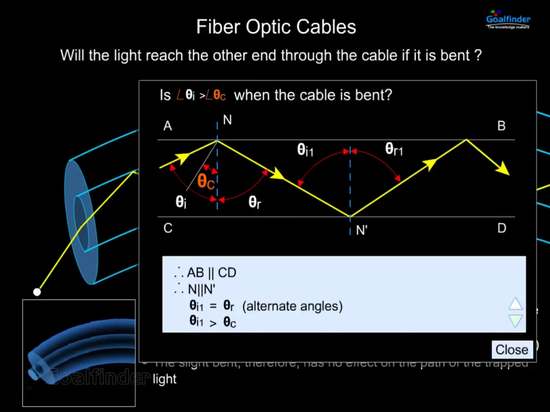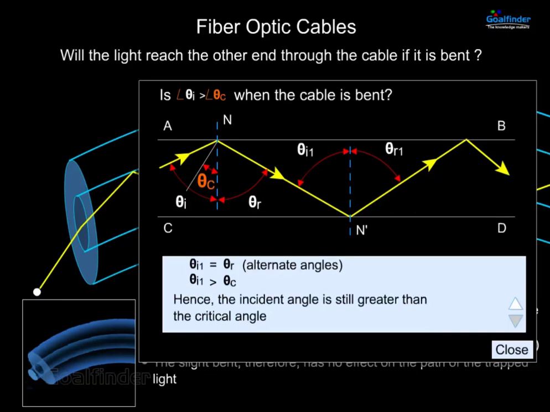Theta I1 is equal to theta R, which are alternate angles. Theta I1 is greater than theta C. Hence, the incident angle is still greater than the critical angle.